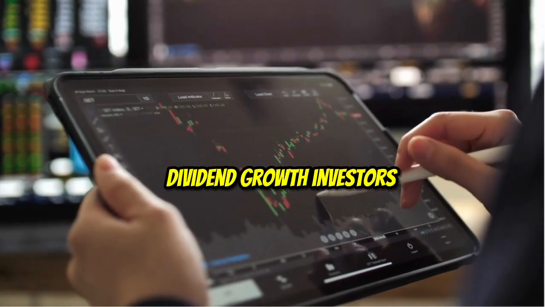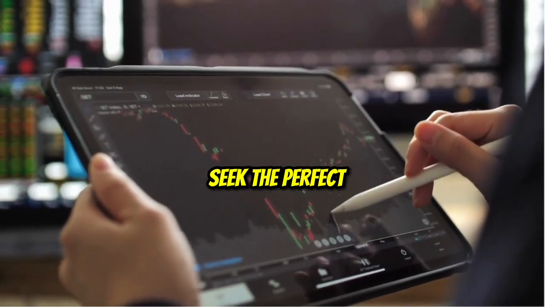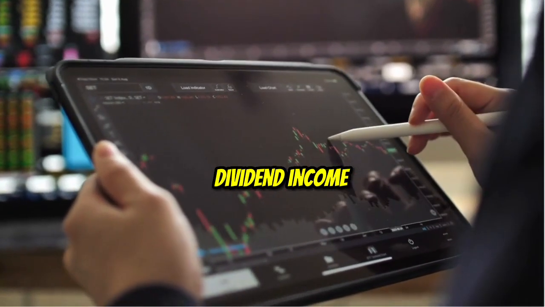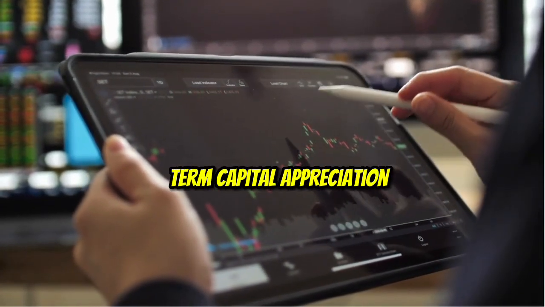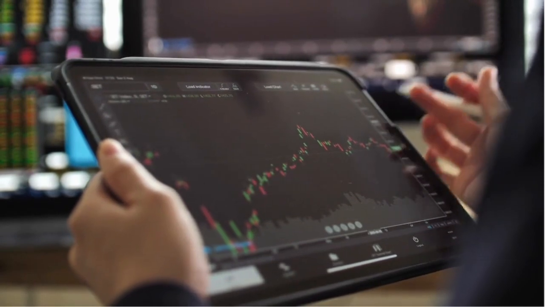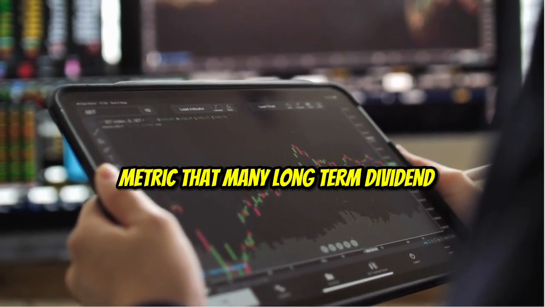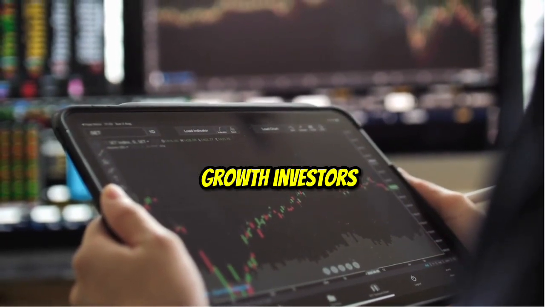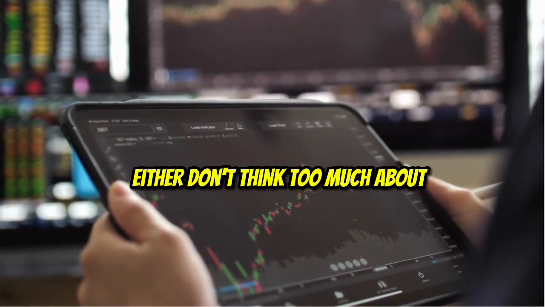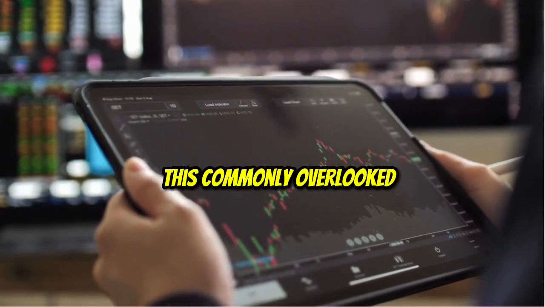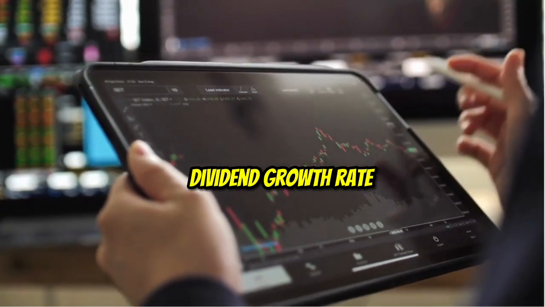Many long-term dividend growth investors seek the perfect investment vehicle that offers not only a consistent stream of dividend income, but also long-term capital appreciation. However, there is one simple yet important metric that many long-term dividend growth investors either don't think too much about or overlook for whatever reason.